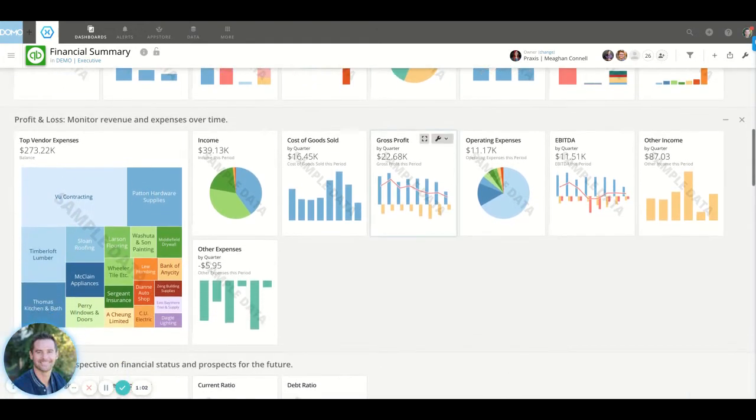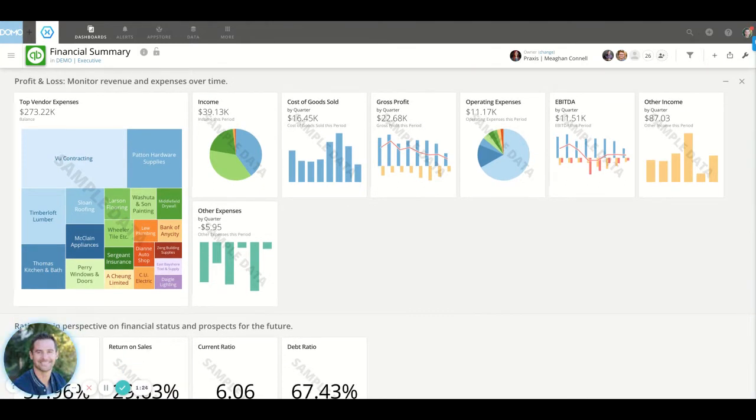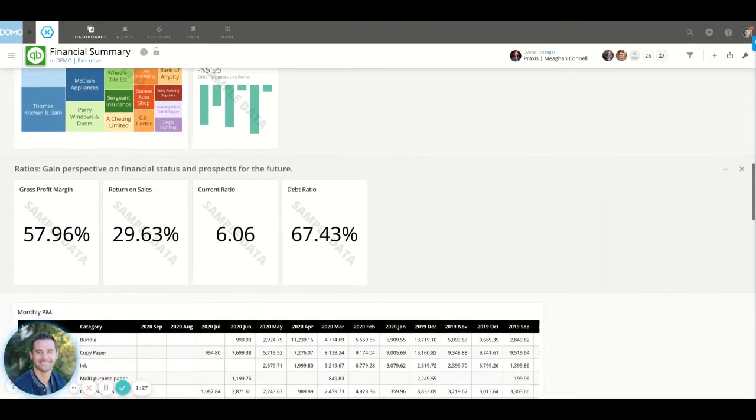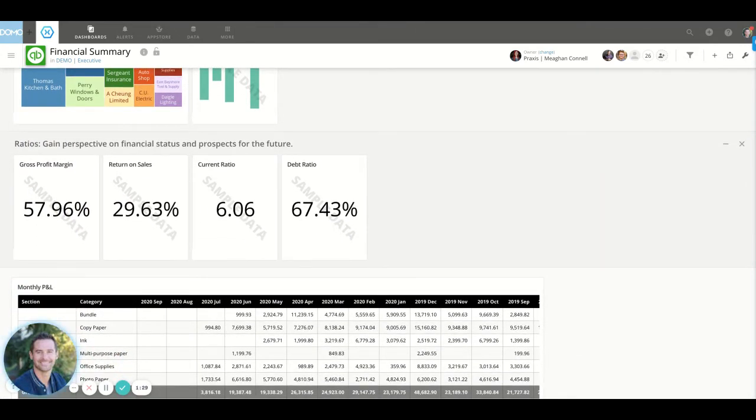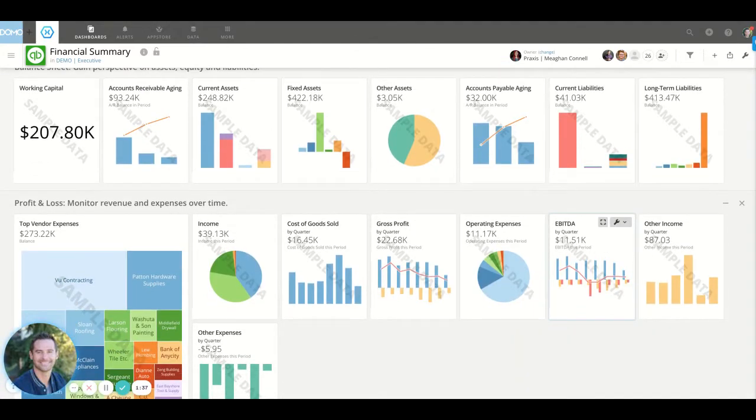Then I have my profit and loss where I can, like it says here, monitor our revenue and expenses over time. So I can see my top expenses, where my money's going. I can dig into my income and how it's being spread out, my trend of cost of goods sold, my gross profit, operating expenses, EBITDA, and my other income and expenses. Again, being able to track if things are going up and down and pinpoint potential issues. And then my high level ratios of gross profit margin, return on sales, current ratio and debt ratio. So these are quick and easy for us in terms of gathering the right financial data.